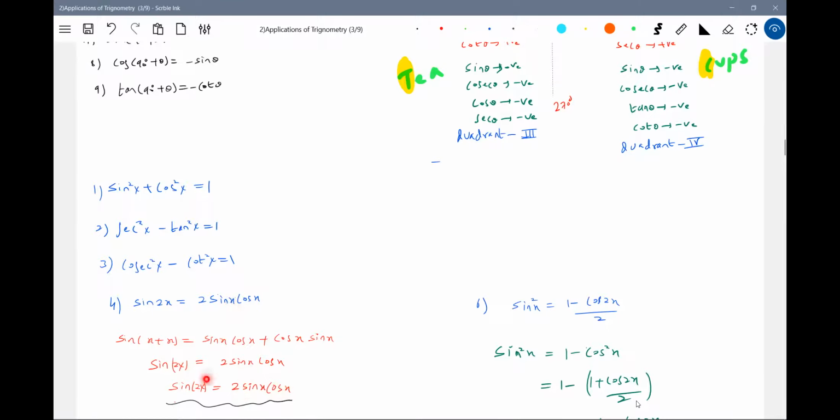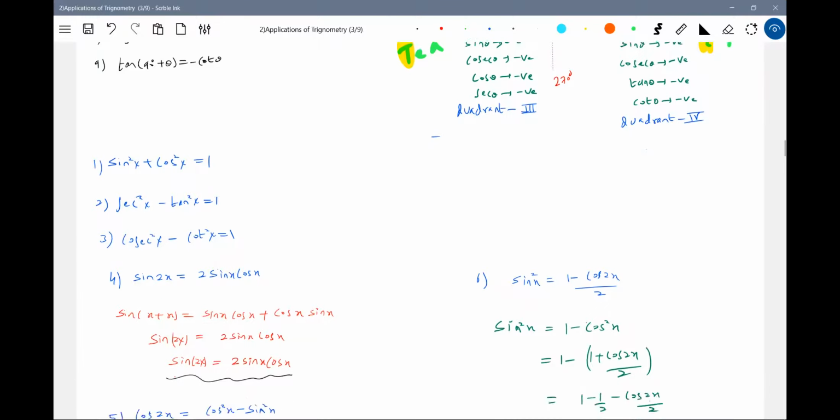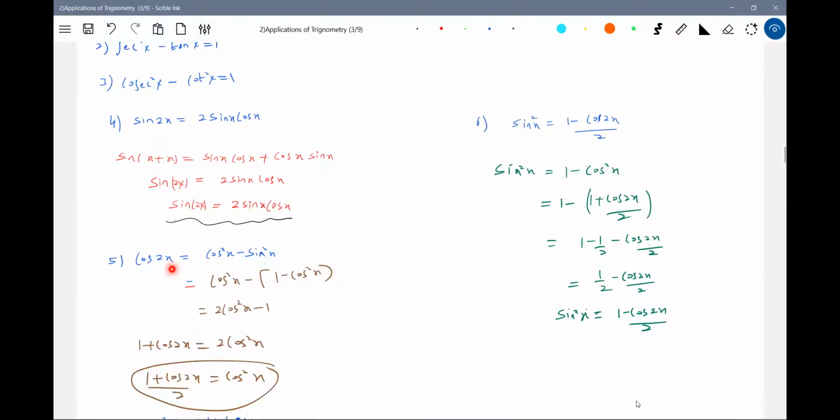Very, very essential thing, which will be widely used in physics. And then cos 2x, how much will it be? Cos 2x will be, we know, cos square x minus sine square x. Sine square x, what can you add? 1 minus cos square x. Then after expanding this bracket, it will end up 2 cos square x minus 1. Or let me send this minus 1 onto the LHS. So 1 plus cos 2x equal to 2 cos square x.